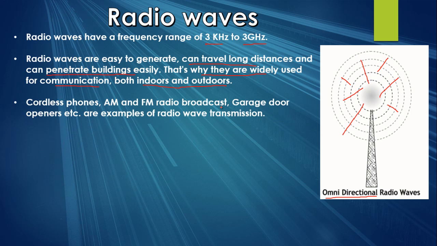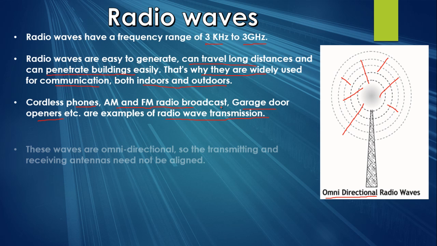So the third point is that the cordless phone, AM and FM radio, garage door operators, etc. are some examples of radio wave transmission. There are many devices in which radio wave transmission is used. These are some of the examples, right?